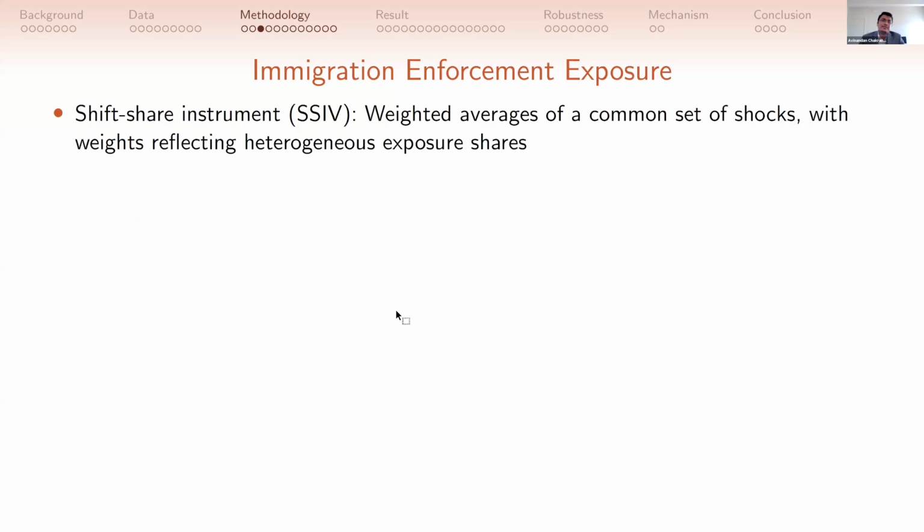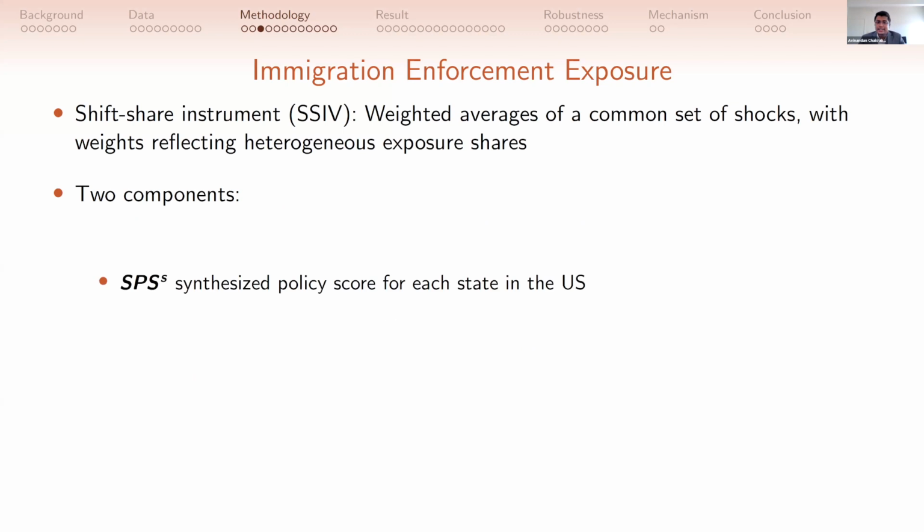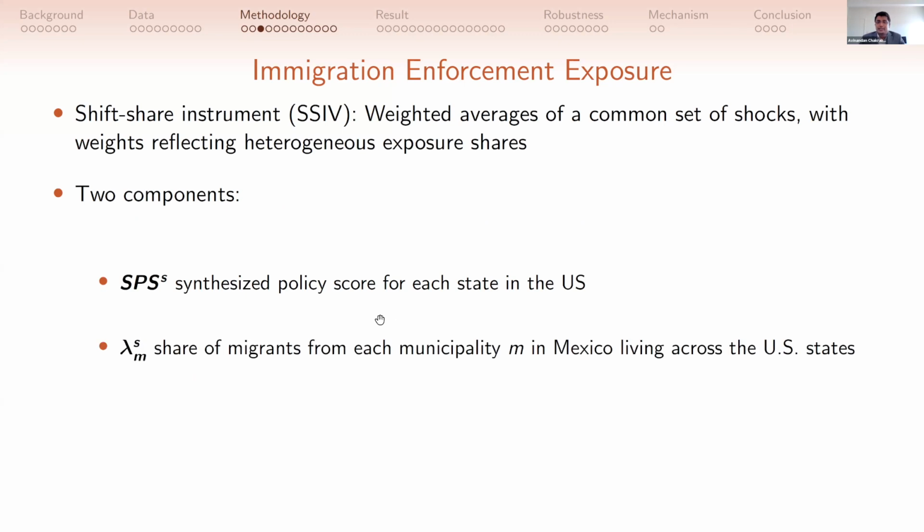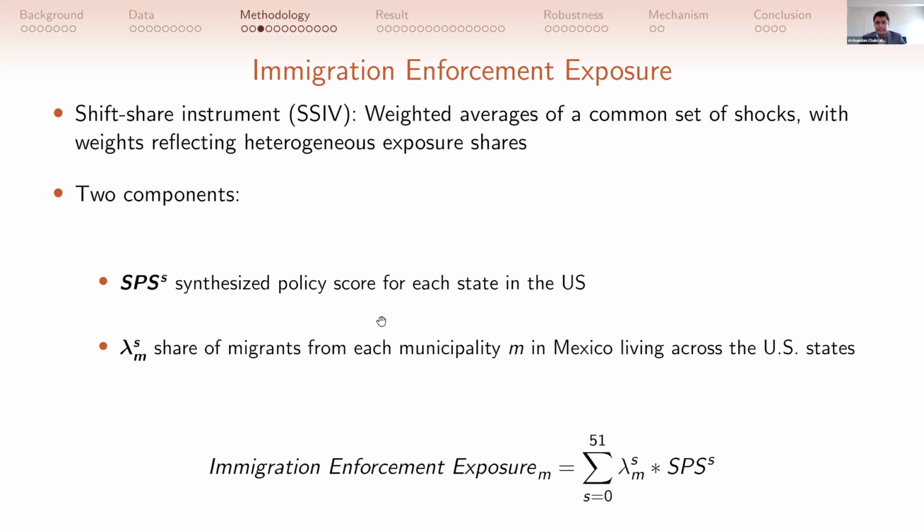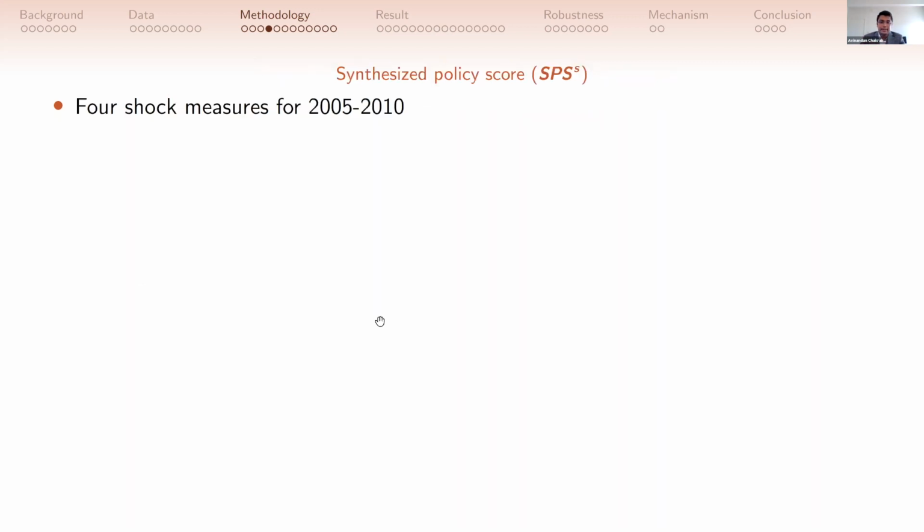Now, this is a shift-share instrument, which is a weighted average of a common set of shocks with weights reflecting heterogeneous exposure shares. This instrument has two components. The first is a synthesized policy score for each state in the United States. The next is the share of migrants from each municipality in Mexico living across the US states. I create the instrument by multiplying these two components.